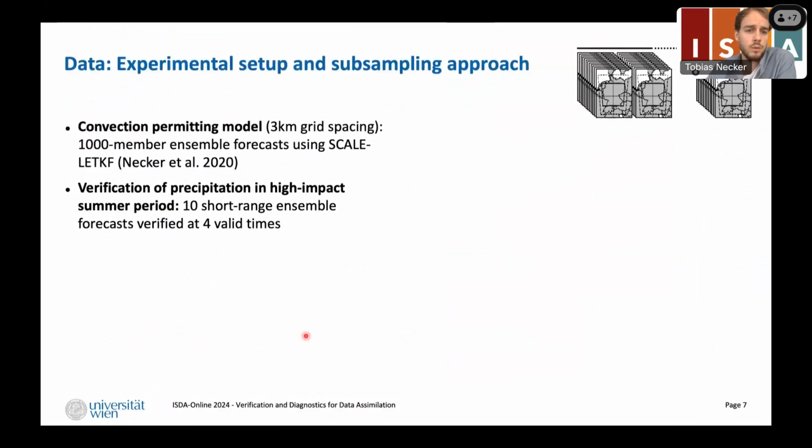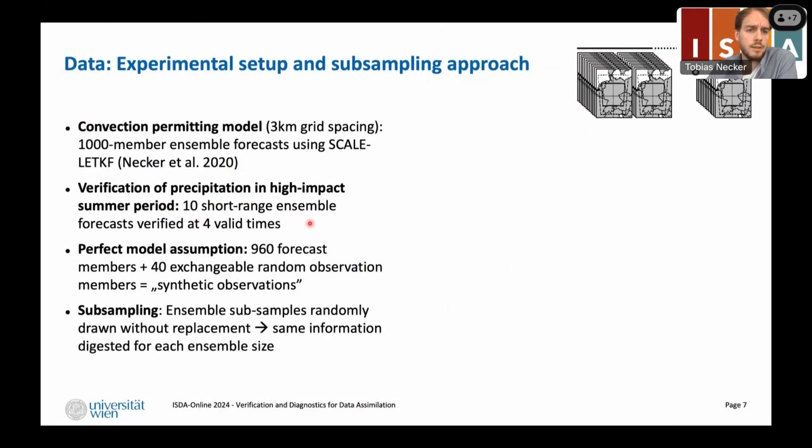So the data set that we're using is a convective scale 1000-member ensemble simulation. Some of you might know that the simulation originates from my PhD. We verify precipitation forecasts in a high impact weather period. In total, we have 10 forecasts that we verify at 4 valid times each. For this study, we decided to make a perfect model assumption. This means we split our ensemble in 960 forecast members and 40 exchangeable random observation members. So we have synthetic observations to reduce systematic biases between the forecast and the model.